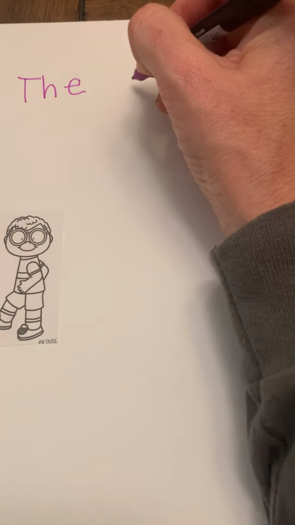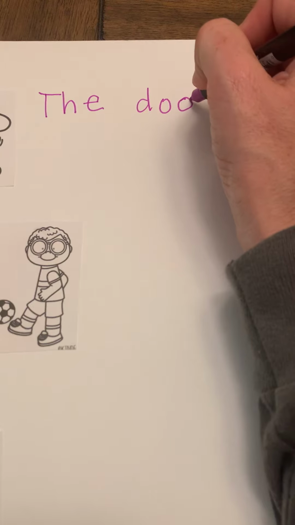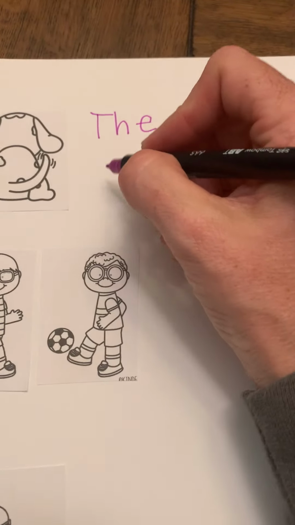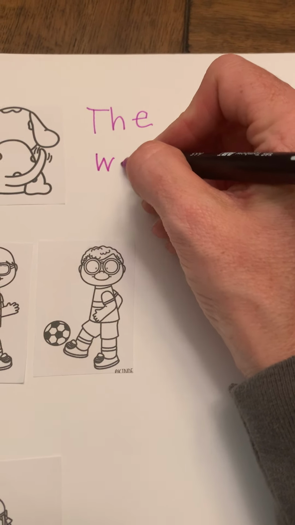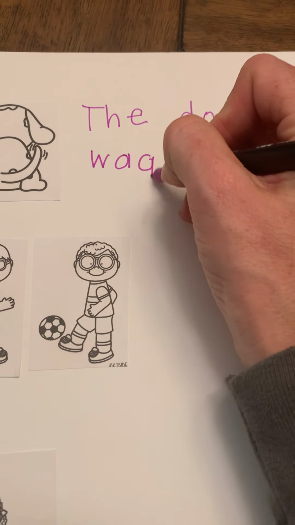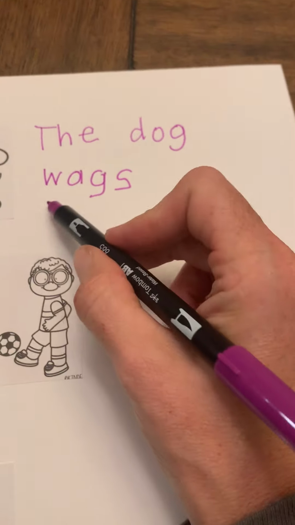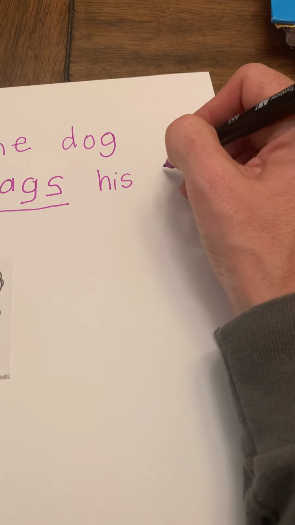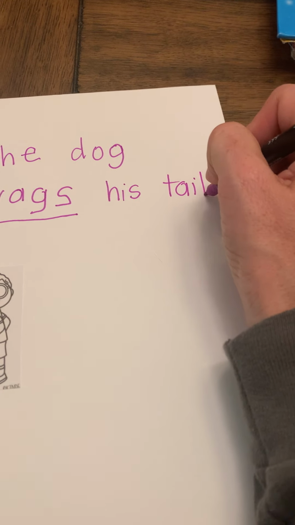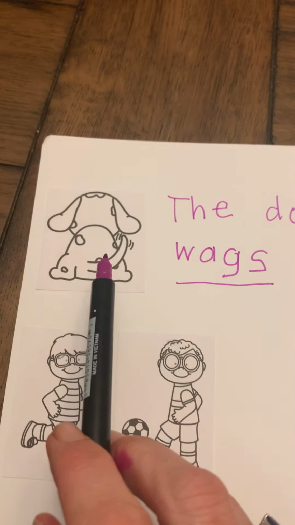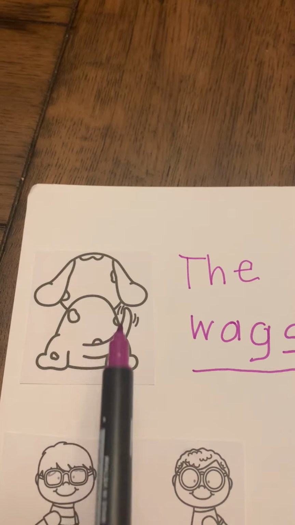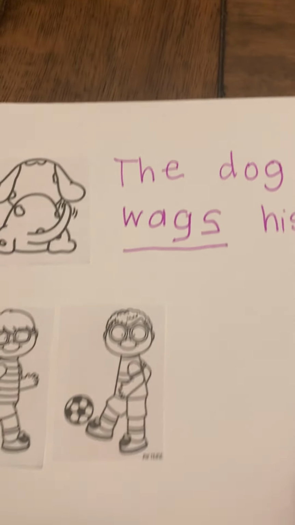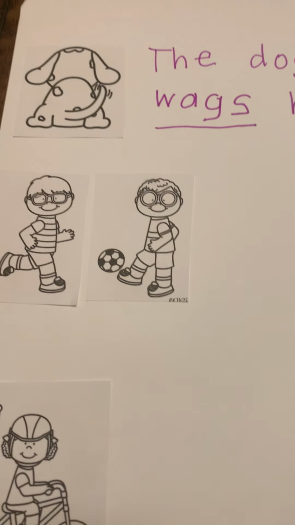the dog. That's one subject, the dog. So my verb has to have an S. The dog wags. There's my S. Wags his tail. So remember, when the subject is one, a single thing like this one dog, the dog wags with an S.